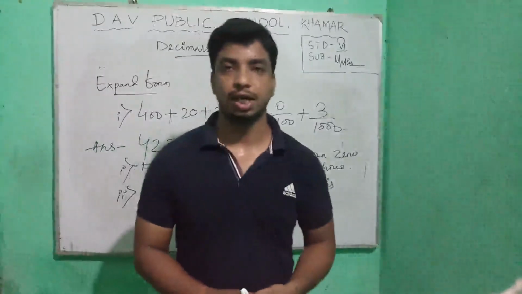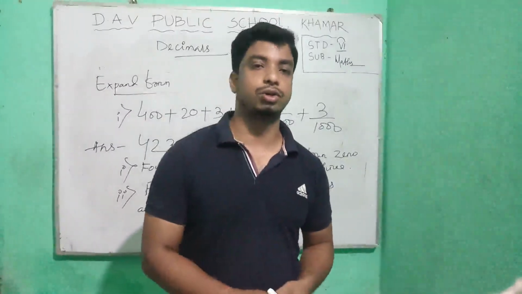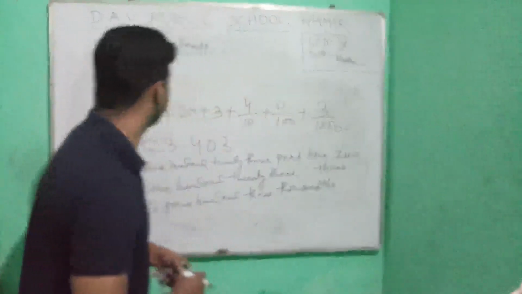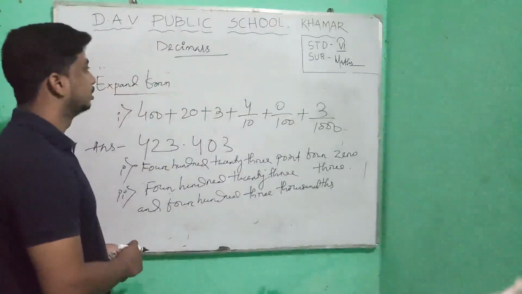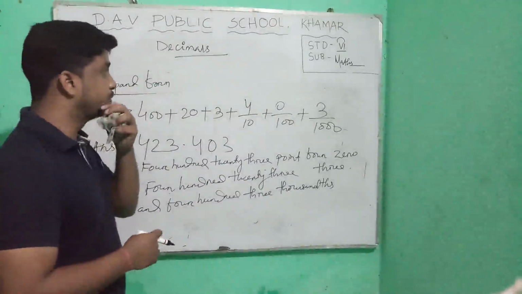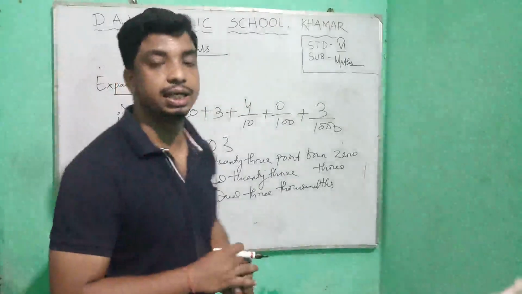Okay, so here we got to know about, in today's class, the exponent form and the place value chart. Okay, and how to read your decimals.